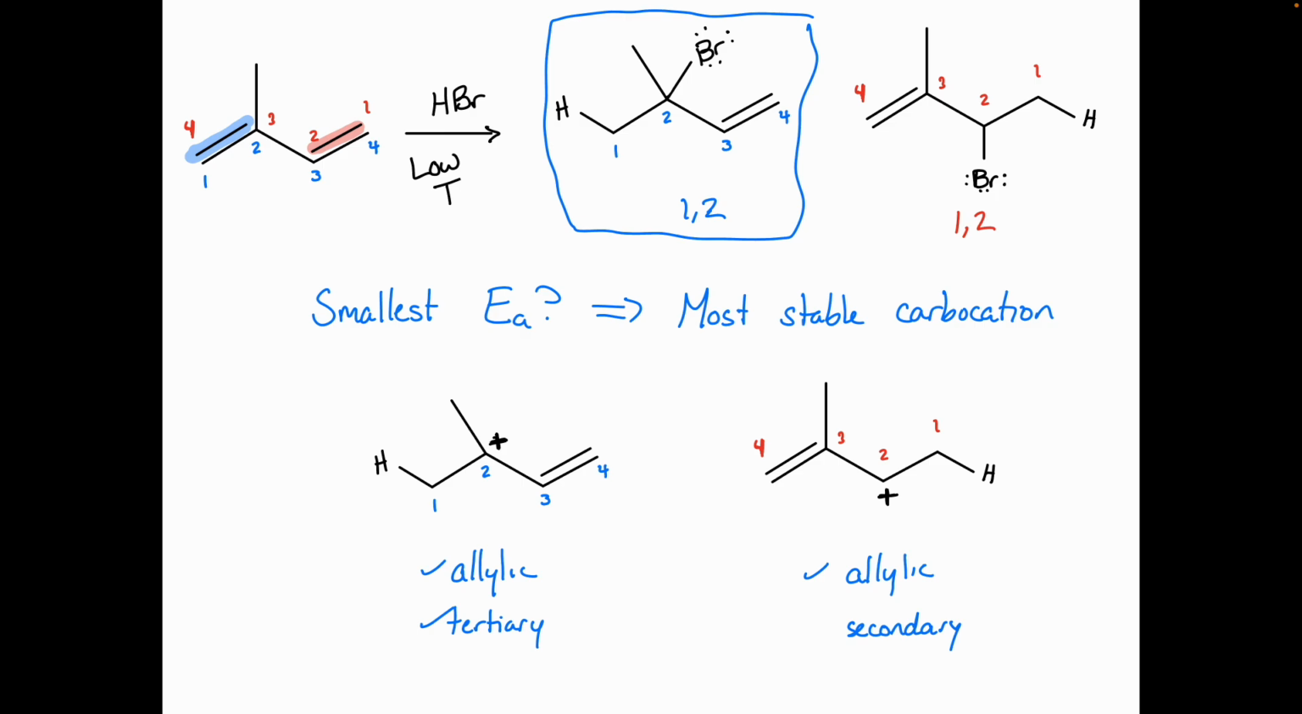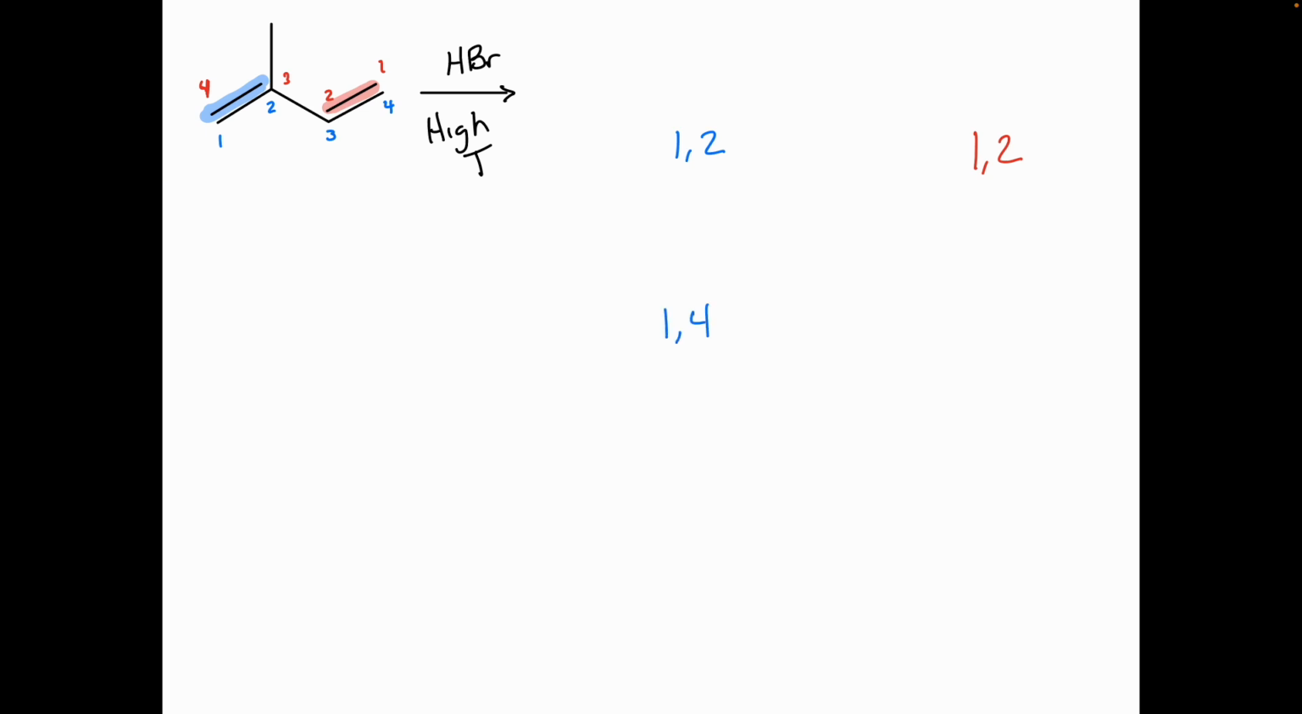All right, if we did the same thing, but we carried this out at high temperatures, we would again have to compare our 1,2 and our 1,4. But now we would have 4 possibilities. And we would draw them all out and compare stability, i.e. which one is more substituted.